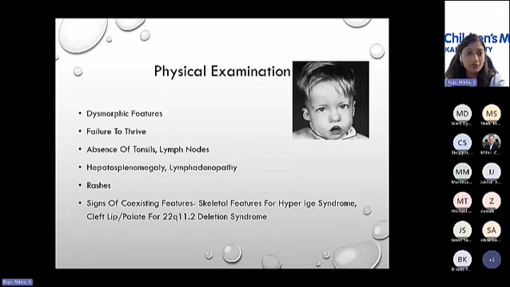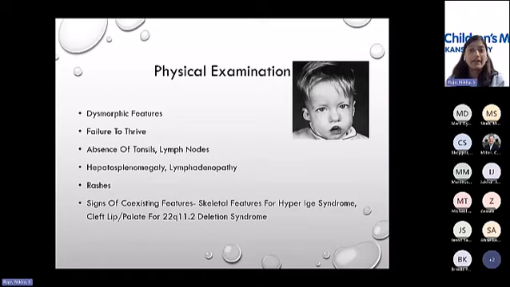There might be dysmorphic features for some of the syndromes. Some of the patients like SCID will have failure to thrive. Some may have hepatosplenomegaly or lymphadenopathy with lymphoproliferation. Rashes might be a clue, or there might be features of particular syndromes such as hyper IgE syndrome or cleft lip and palate in 22q deletion. And then sometimes absence of a sign is a sign.